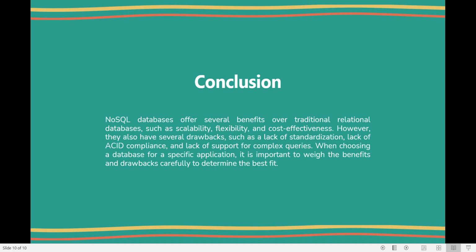So this is all about the conclusion. I would like to read it once again: NoSQL databases offer several benefits over traditional relational databases, such as scalability, flexibility, cost effectiveness. However, they also have several drawbacks, such as a lack of standardization, lack of ACID compliance, and lack of support for complex queries. When choosing a database for a specific application, it is important to weigh the benefits and the drawbacks carefully to determine the best fit.